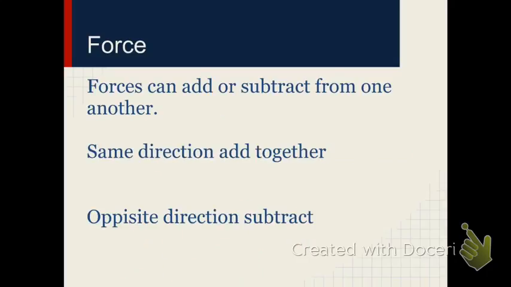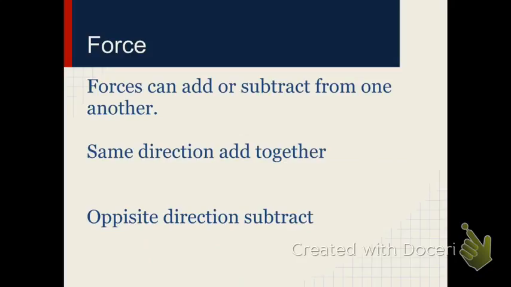Now, as we saw in our examples in class, forces can be added or subtracted from one another. If the forces are being put into the same direction, they add together. If the forces are in opposite directions, they subtract from one another. We saw this with the examples of the students pulling the rope, where if two students are pulling in the same direction, their combined forces are added together. And if there's a student pulling in the opposite direction, their force is subtracted from the total.